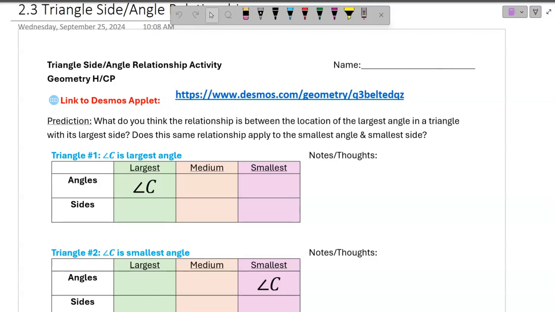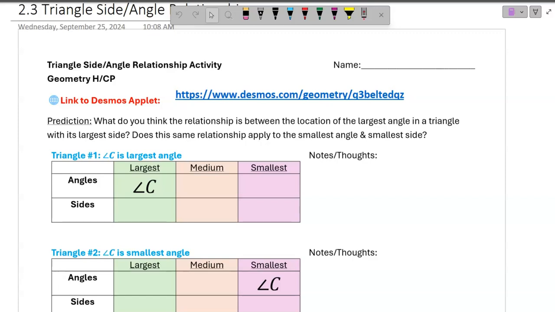You see up here it says prediction. What do you think the relationship is between the location of the largest angle of a triangle with its largest side? Meaning, if you know where the largest angle of a triangle is, can you locate the largest side without knowing its measurements? And I want to reverse this. Does this relationship apply to the smallest angle and the smallest side? Or what if I knew one of the side lengths and it was the longest? Could I find the largest angle?